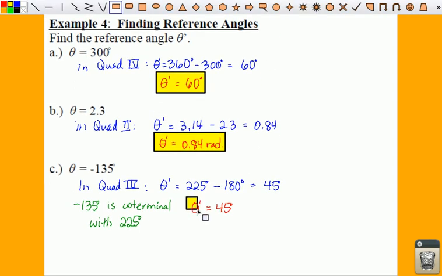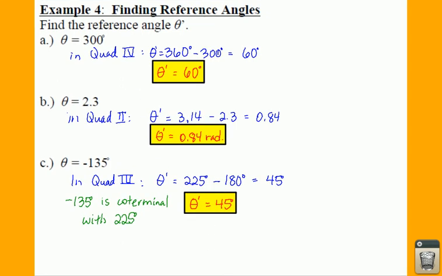Don't forget, reference angles are always less than 90, and they're going to help us solve some problems here in el future.